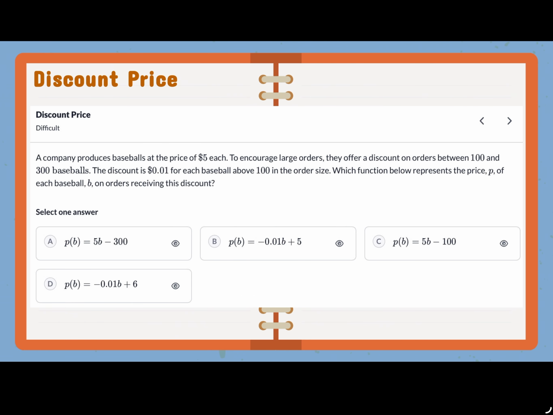Okay, discount price. A company produces baseballs, $5 each. To encourage large orders, they have a discount on orders between 100 and 300 baseballs. The discount is 1 cent for each baseball above 100. Which function represents price P of each baseball B receiving this discount? Okay, so we have our options of slopes as 5 or negative 0.01, and that is what we have to figure out first.